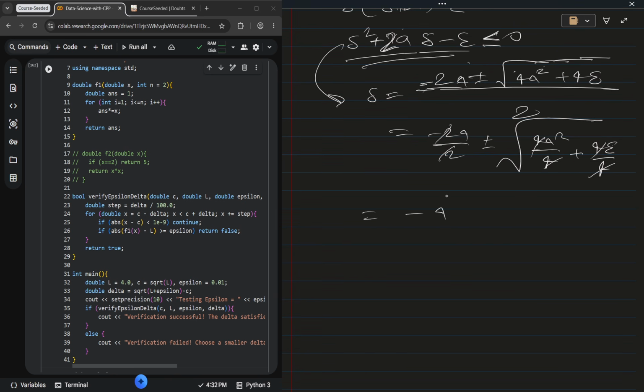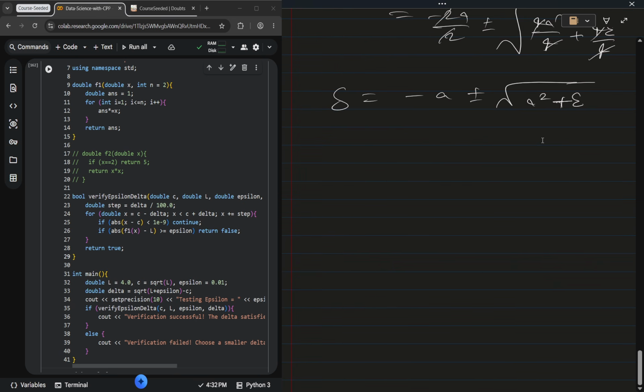And then finally you have minus a plus minus under root of a square plus epsilon. Then you can just say delta equals this. Then you can put this over here like delta minus, let's say alpha 1. Suppose alpha was the root, then you can say alpha 1. Then you also have delta plus alpha 2 less than epsilon.